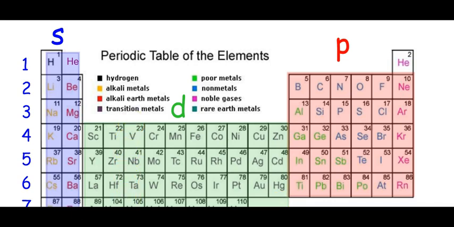So yes, anything in the same row as chromium and anything in the same row as copper will have the same tendency to promote, to become more stable, okay? All right, let's keep going.